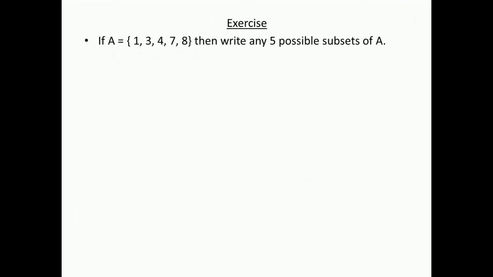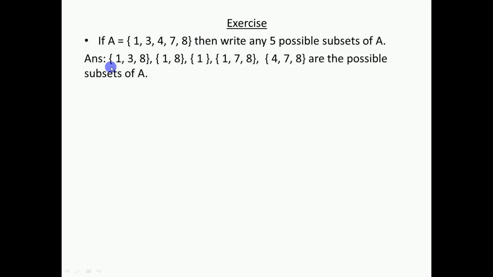So here is a question. If A is equal to 1, 3, 4, 7, 8, then write any 5 possible subsets of A. So we have been given this set, and we have to write the subsets, that means the smaller portions of the set. So how can you write it? There are many possibilities of writing subsets, but we have to write only 5 possible subsets.